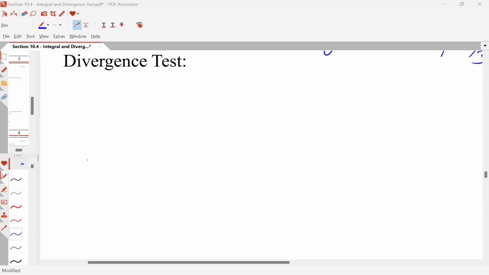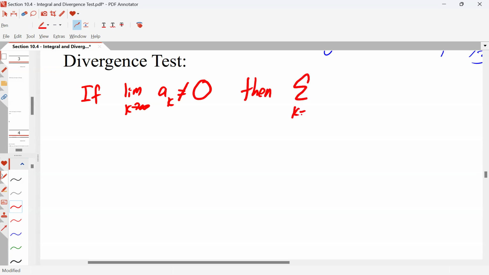Hello, in this video, we are going to take a look at a test known as the divergence test. The divergence test is a really basic first check to see, can I tell really quickly if the series is definitely going to diverge? So the divergence test says, if the limit of the sequence is not 0, then the series has to diverge.